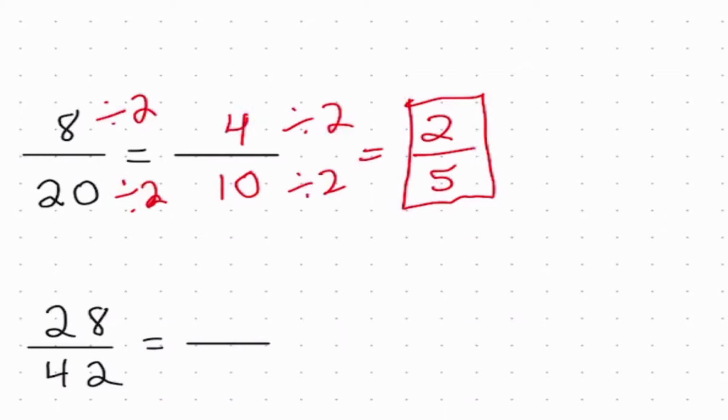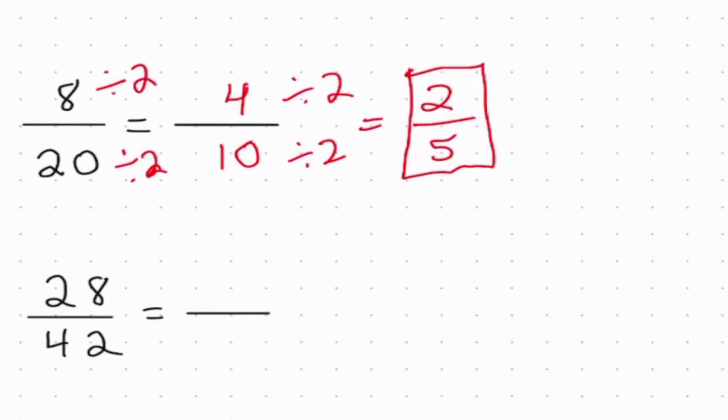Okay, let's look at another one, 28 over 42. I know those are both even numbers. I can divide them both by 2. So if I did that, 28 divided by 2 would give me 14. 42 divided by 2 would give me 21. That's still not simplified. We can still simplify that down a little bit further. So we can just try different numbers, okay? Usually you're going to stick with the prime numbers, 2, 3, 5, 7, and so on. So let's try some of those.